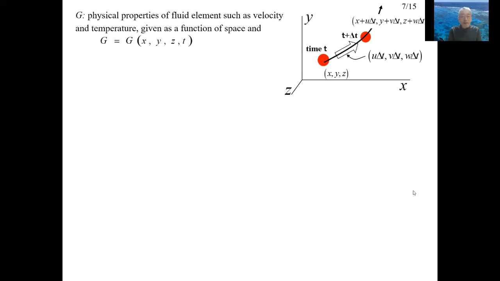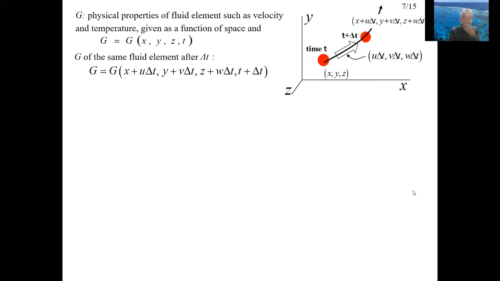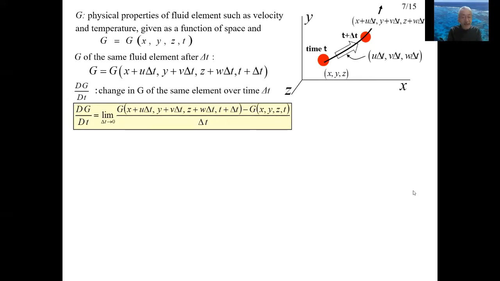The symbol G represents a physical quantity such as velocity or temperature of a fluid element. G is given as a function of space and time. So G is G(x, y, z, t). Assume that the fluid element moves at a velocity of u, v, w. G of the same fluid element after delta t can be given as G(x plus u delta t, y plus v delta t, z plus w delta t, t plus delta t). Let's define dG/dt as a change in G of the same fluid element over time delta t. dG/dt is given by the expression in the yellow frame.